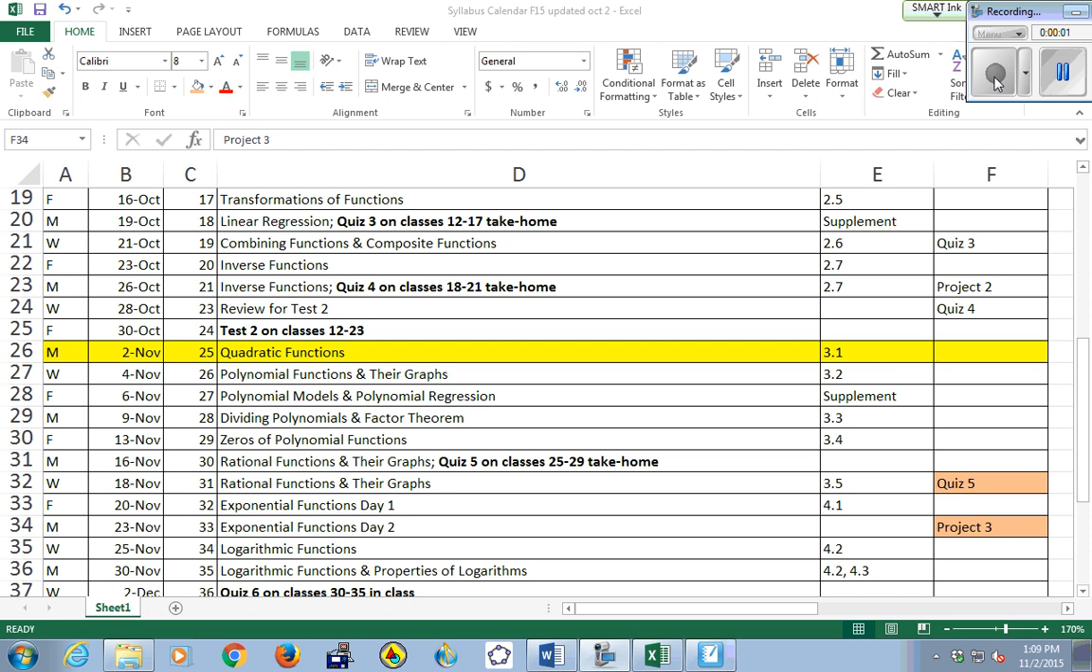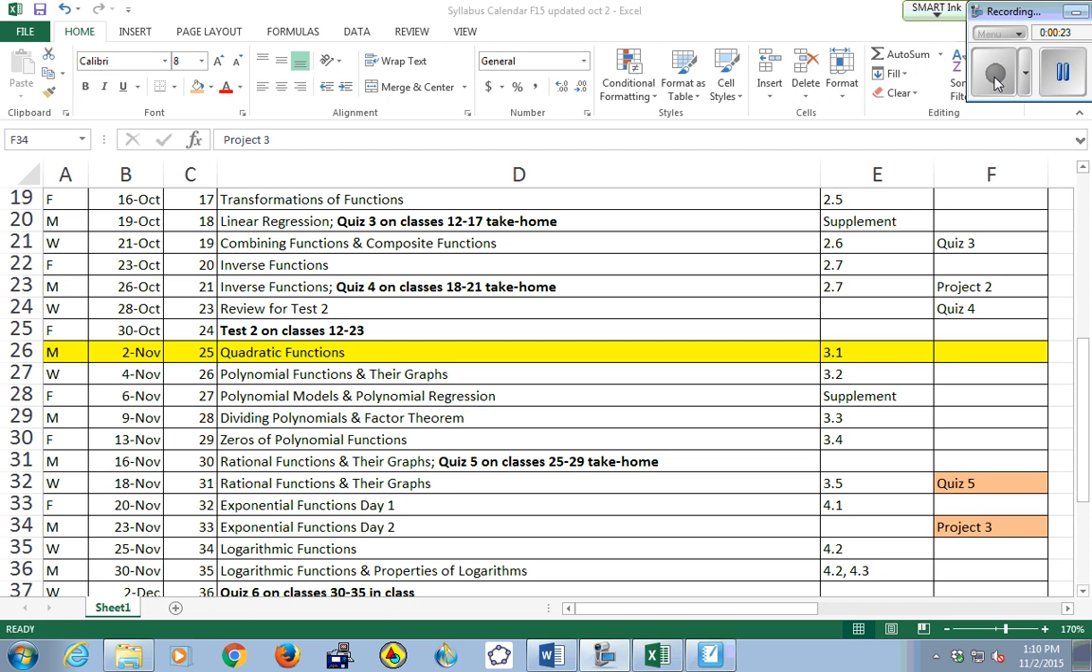So I've got the syllabus calendar pulled up here. I just handed back test 2 and quiz 4 and project 2. I just managed to get everything graded like 5 minutes before class started. So I didn't do a progress report as of test 2, but I will bring you one on Wednesday.